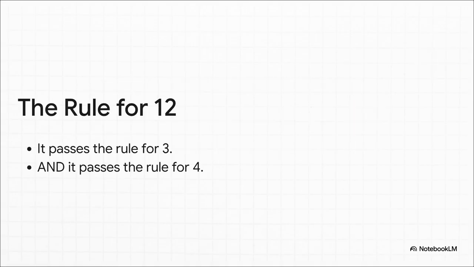And now we can use that new rule to make another combo. Check this out. For a number to be divisible by 12, it has to pass the rule for 3 and the rule for 4. And why? Because 3 times 4 is 12. You see the pattern here? Once you know the basics, you can start building your own rules.